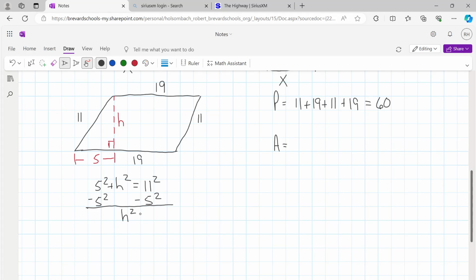And our height squared equals 11 squared minus 5 squared, which is 96. Then we find the square root of each side. So our height is equal to the square root of 96, which is 9.8. If our height is 9.8 and area equals base times height, then our area is equal to 19 times 9.8, which is 186.2.